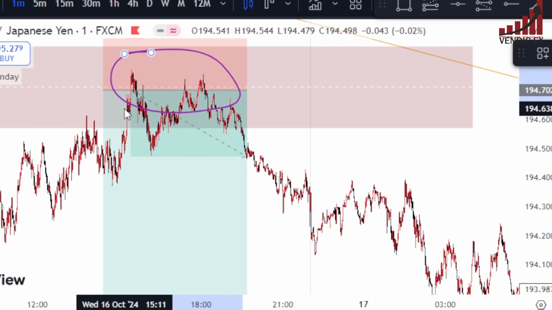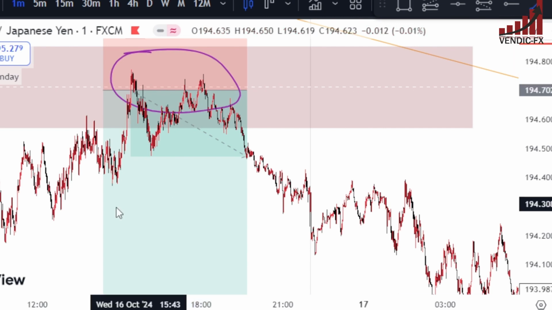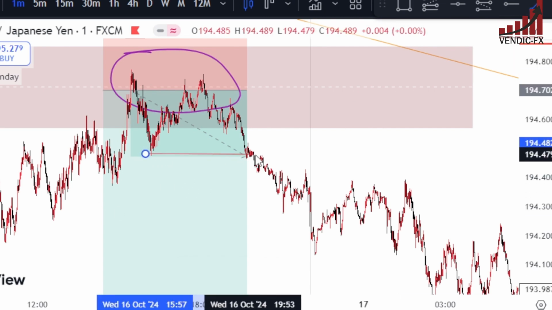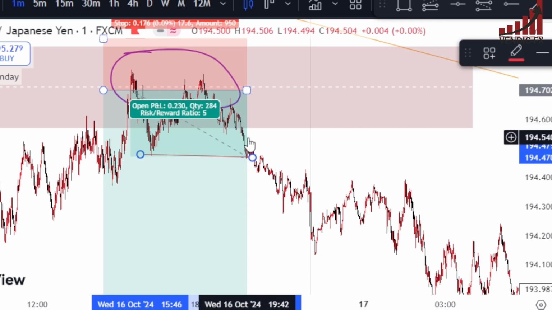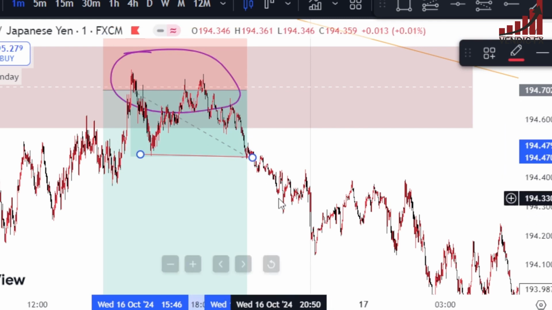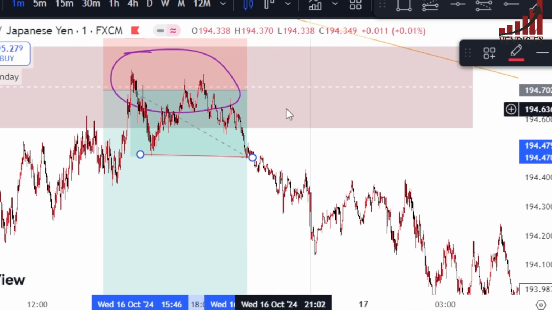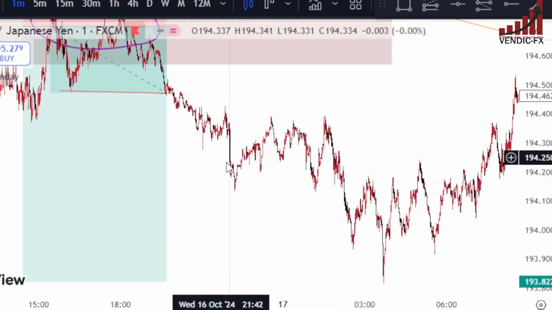So the only thing you need to wait for is a change of character. This change of character will really give you assurance that you were right on your prediction. So you wait for the market to break below the previous lower low. As the market breaks below the previous lower low, it is a confirmation that you are going down. So from there, you can wait for maybe a retest.